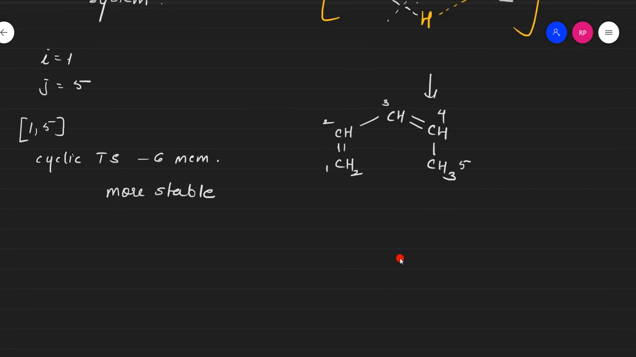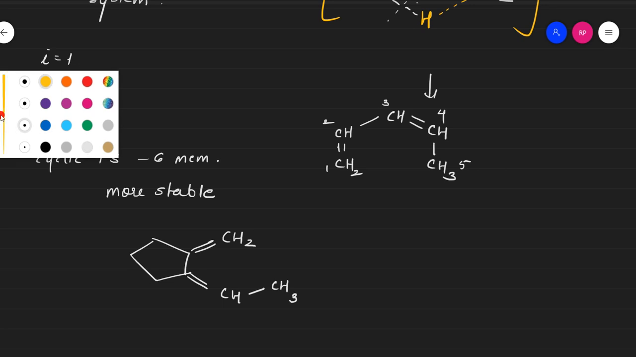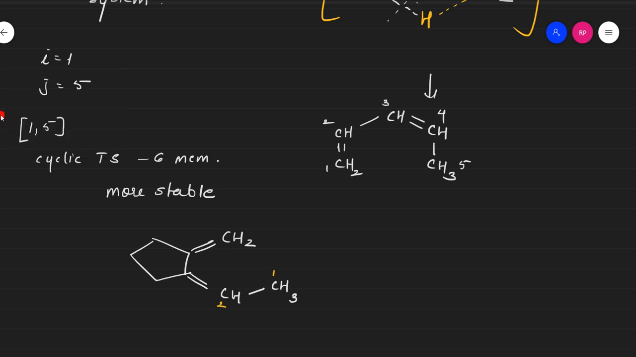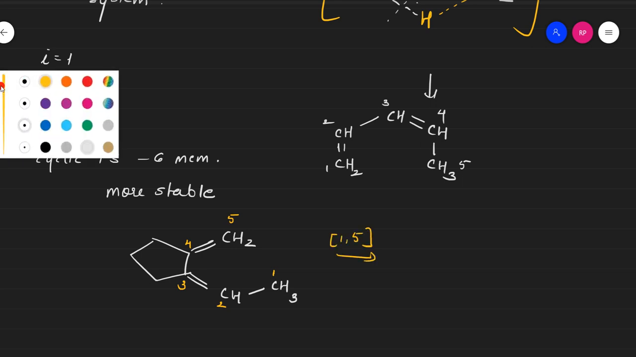Okay, let's take one more example. You first identify the positions and then you can shift. The saturated carbon, consider it as first position. So 1, 2, 3, 4, 5, the unsaturated one you consider as 5, and then go for the shift. So this is a 1,5 shift. You can show the 1,5 shift.